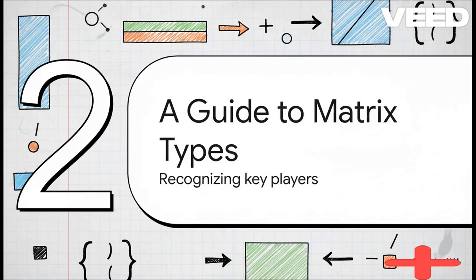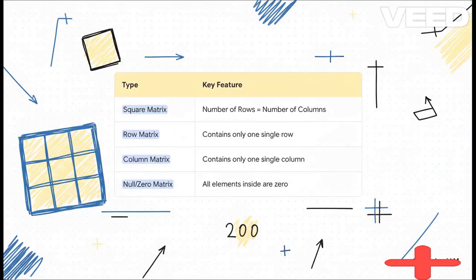Okay, now that we've got the basics down, let's meet the family. It turns out there are a few different types of matrices, and they each have their own special thing going on. Think of this next part as a field guide for spotting them in the wild. First up, we've got the core family. A square matrix is exactly what it sounds like. The number of rows equals the number of columns. A row matrix, yep, just one single row. A column matrix has, you guessed it, just one column. And a null or zero matrix is the easiest of all. It's just full of zeros.